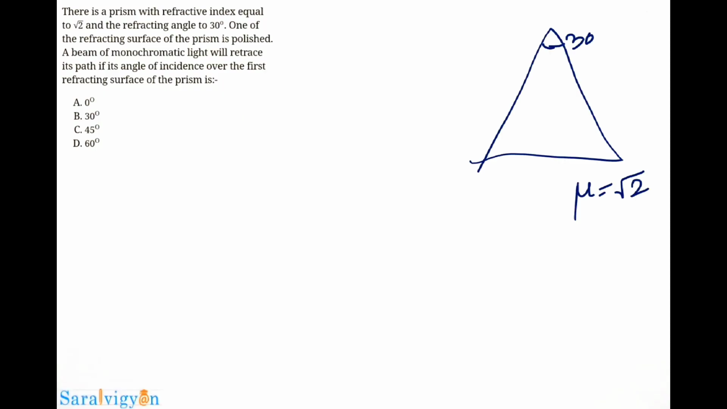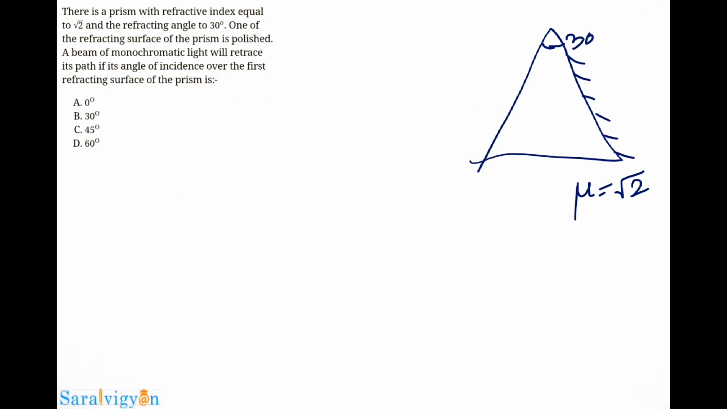We are given a prism with refractive index root 2 and refracting angle 30. We are given that one of the surfaces is polished, and it is said that a beam of light will retrace its path at the angle of incidence over the first refracting surface. So we are asked to find the angle of incidence, and we are told that the beam of monochromatic light will retrace its path, that is, inside the prism.